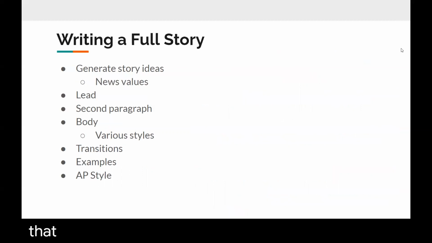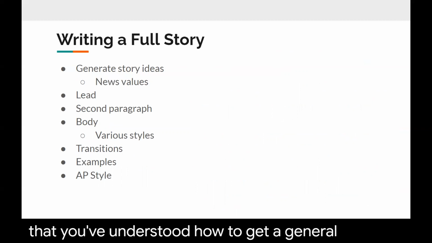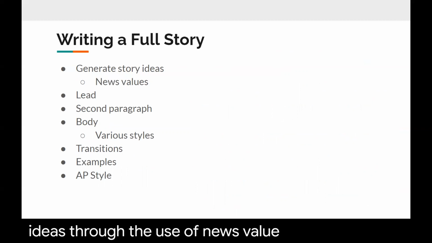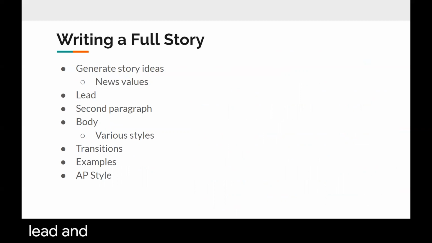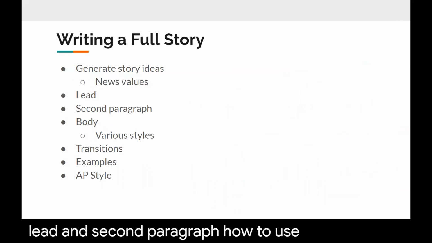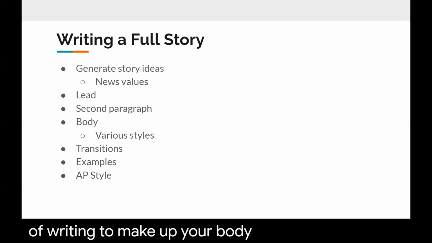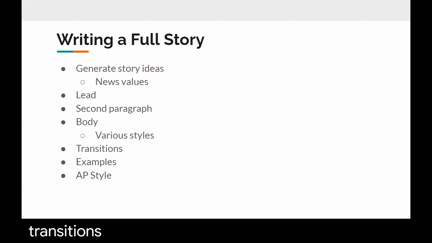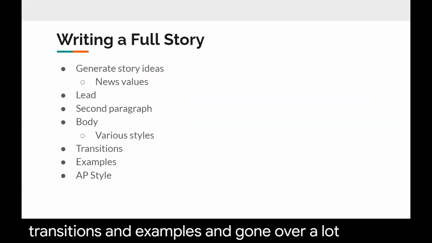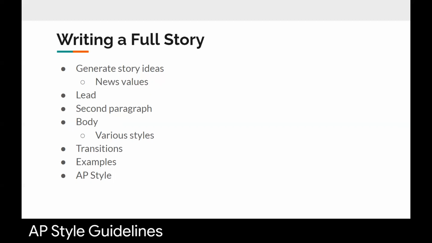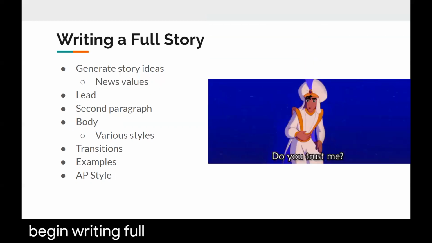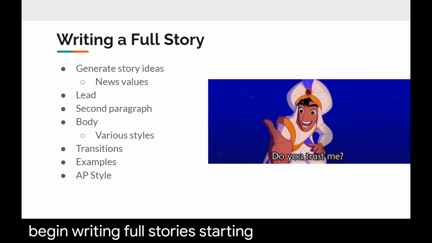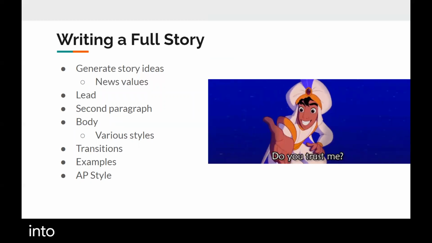So now that you've understood how to get general story ideas through the use of news values, how to write a lead and second paragraph, how to use various styles of writing to make up your body, how to use transitions and examples, and gone over a lot of the AP style guidelines, now it's your turn. We're going to begin writing full stories starting later this week and into next week.